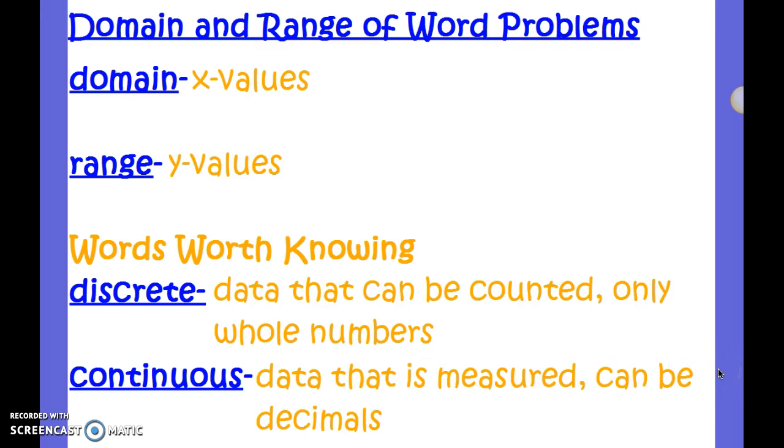It can be decimals. So if something is discrete data, it can be counted. It has to only include whole number values. Continuous data is data that's measured, and it can be whole numbers or decimals.